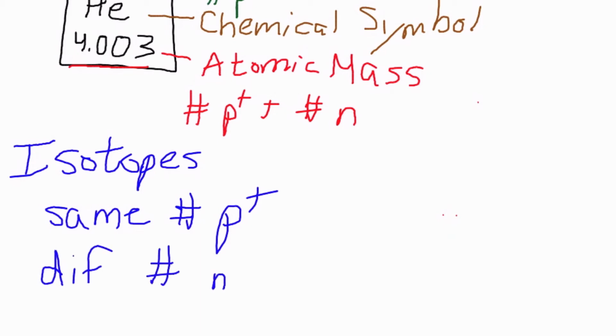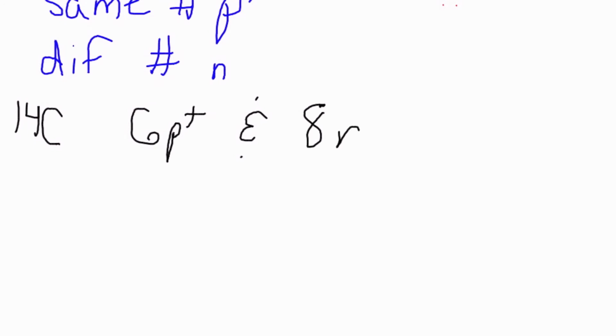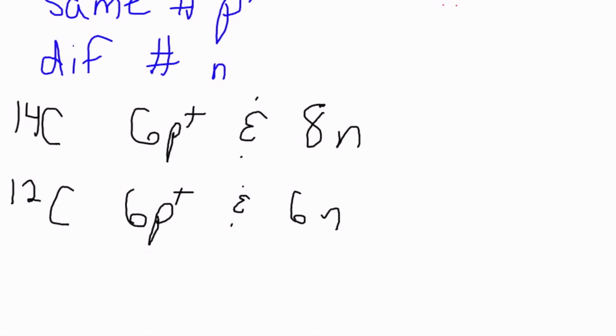of neutrons. One example of a well-known isotope is carbon-14, which is used to date ruins and stuff like that. So carbon-14 still has 6 protons and 8 neutrons. Carbon normally exists as carbon-12, which has 6 protons but only 6 neutrons.